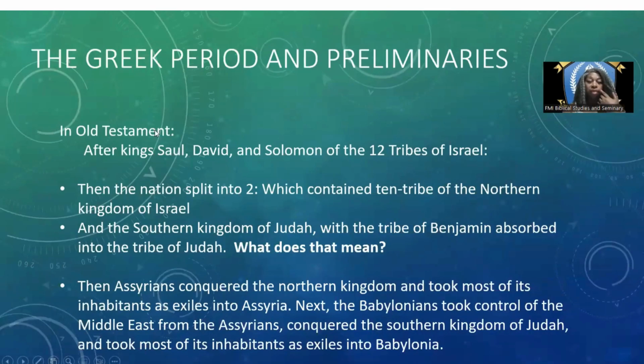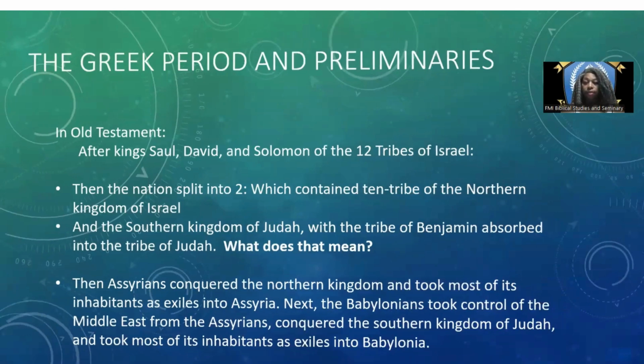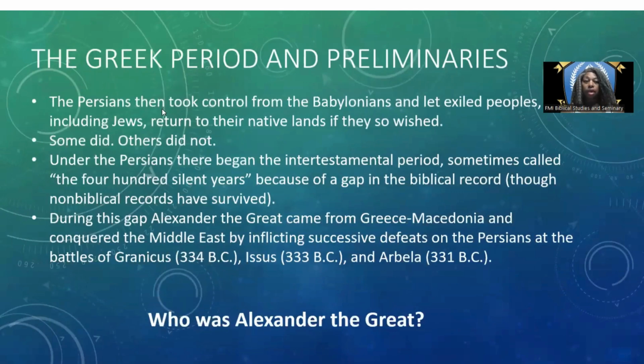Okay. So we talked about the Greeks, and this is you now explaining it or having a discussion with your students about this, right? And as we hit the next one, again, this was straight from the book. I copied and pasted that from the book, and then I reworded it, or I made bullet points out of some of those sentences, and I put it in a way that makes it easier to understand. This was the Greek period, the preliminaries. So the Persians took control of the Babylonians and let the exiled people, including the Jews, return to their native lands, if they wished. Some did, some did not.